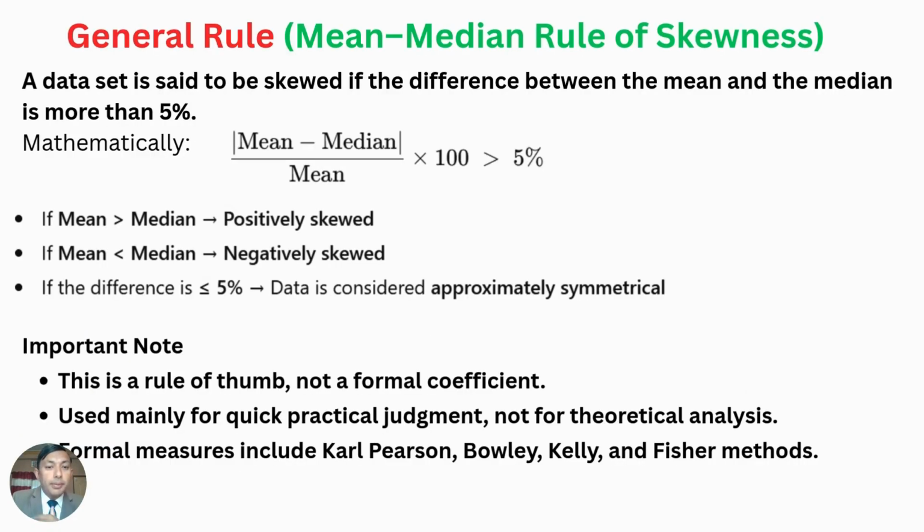Now, the general mean-median rule of skewness: a data set is said to be skewed if the difference between the mean and the median is more than 5%. If the mean is greater than the median, it is positively skewed, and if the mean is less than the median, negatively skewed. If the difference is less than or equal to 5%, data is considered approximately symmetrical. Some important notes are kept here. For formal measures, we include Karl Pearson's, Bowley's, and Kelly's and Fisher's methods too. This is just a rule of thumb, not a formal coefficient.